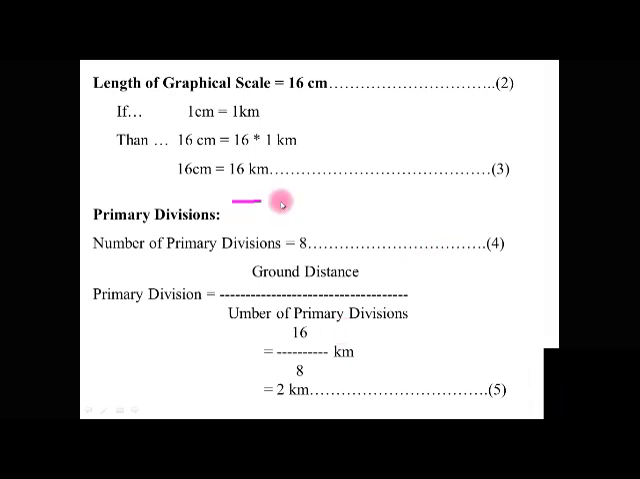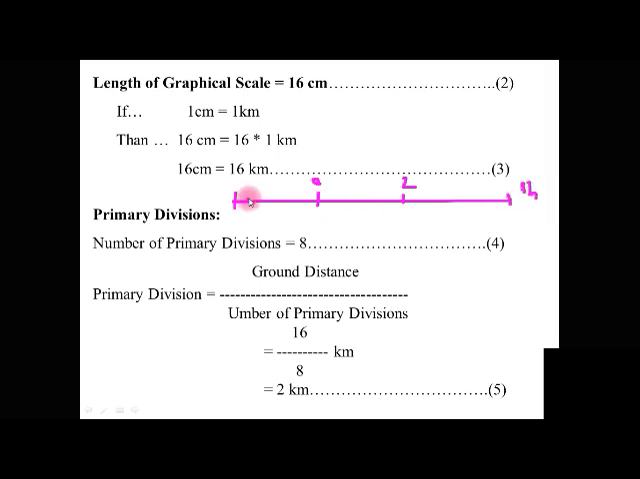But now what we have to do, suppose we have this primary division, right, and it is indicating, suppose first at 0, and then this will be the 2 kilometer, and at the end here will be something like 14, for example.